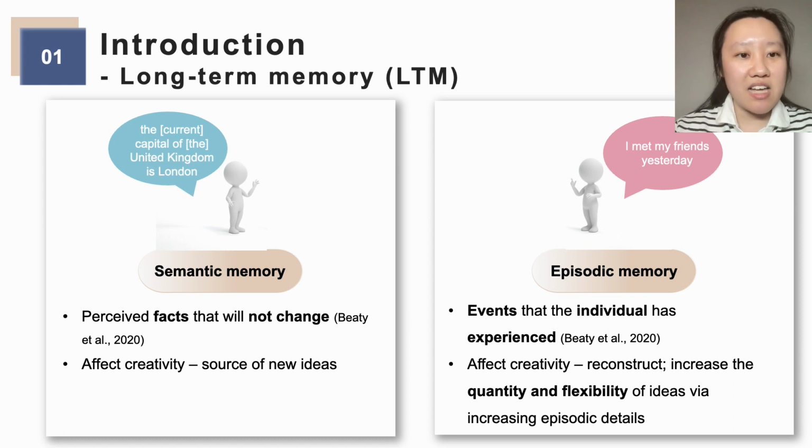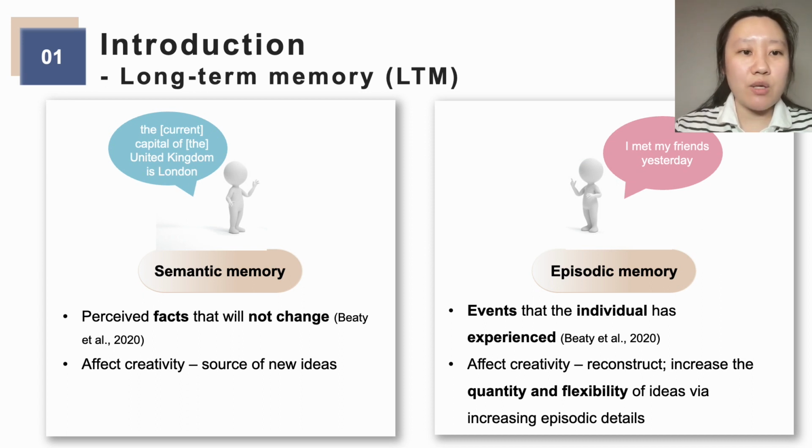So it has been found that long-term memory has some relation with creativity. For example, semantic memory can affect creativity because it provides sources of new ideas. Episodic memory can also contribute to creativity. For example, during the episodic memory process, we reconstruct our memory and some new information is generated, which is a source of new ideas. Also, this increases the quantity and flexibility of ideas as the episodic details increase.